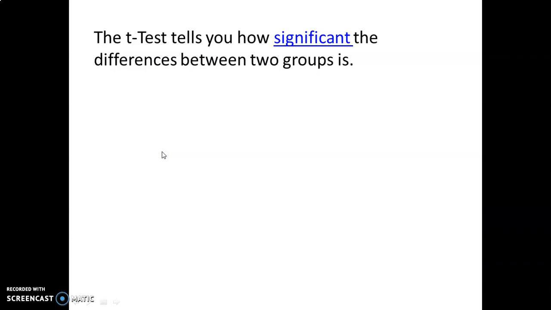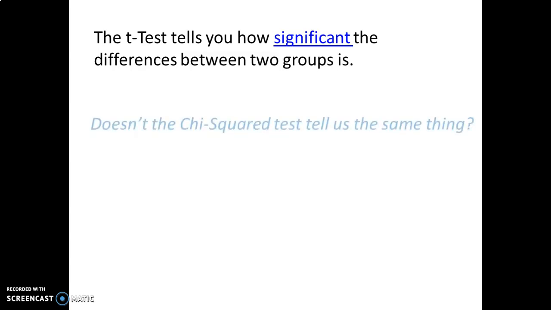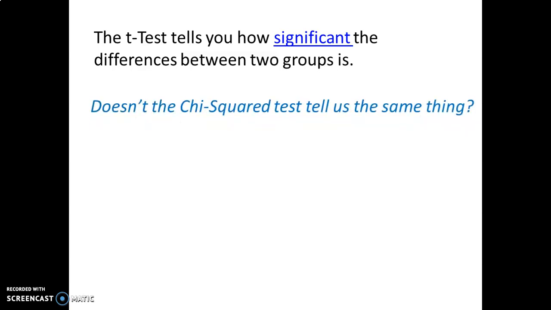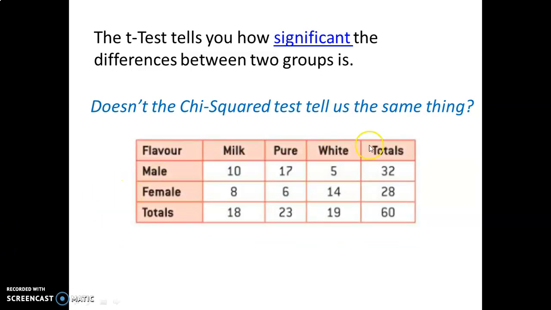All right, the t-test tells you how significant the differences between two groups is. And a natural question might be, well, doesn't the chi-squared test tell us the same thing? Because in the chi-squared test, we had, for example, tables of data like this, where we were comparing one variable to another. In this case, we have gender here, and here we have chocolate preference. And we were trying to figure out, okay, does gender influence chocolate preference, or does chocolate preference depend on gender? So isn't that already comparing two groups? A gender group and a chocolate group, and seeing if there's an influence there.